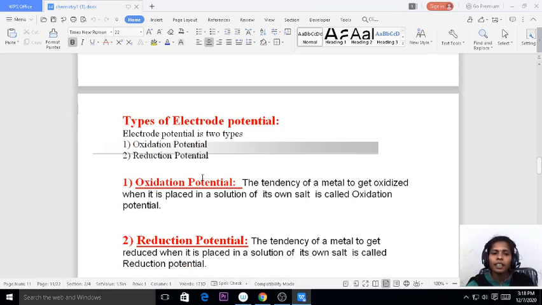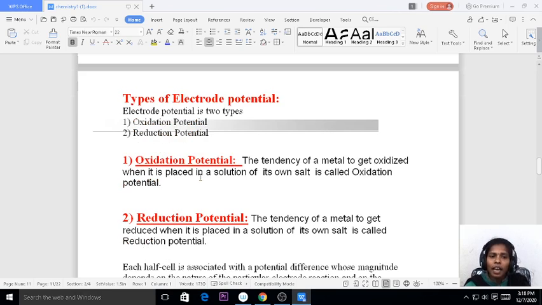Now let us see the further topic of electrode potential: types of electrode potential. Before that, we have seen that the metal may undergo oxidation or reduction. Based on that, electrode potential is of two types: one is oxidation potential and the other is reduction potential. In oxidation potential, the metal has the tendency or ability to undergo oxidation. But in reduction potential, the metal has the tendency to gain electrons.